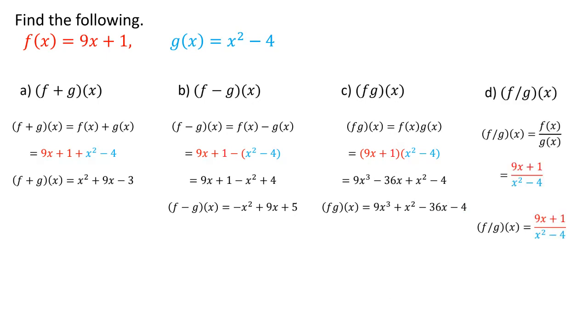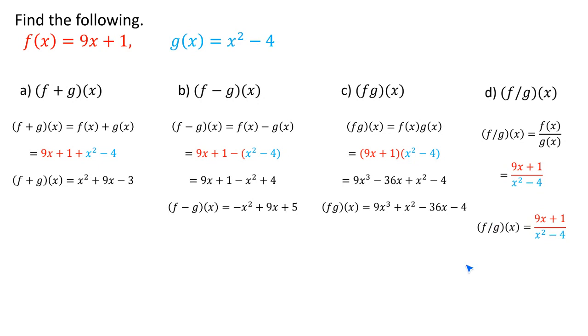And then the last operation is to divide. So f divided by g of x is the same as rewriting it as f of x divided by g of x. So my numerator is 9x plus 1 for f of x, and g of x is x squared minus 4. There's nothing I can do here to simplify. So this is already simplified. And then that would be our answer.